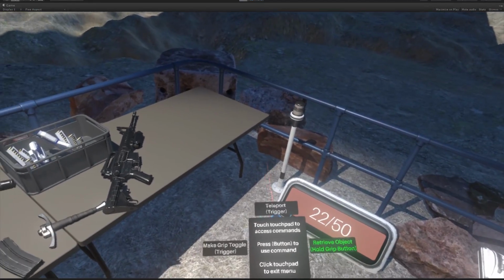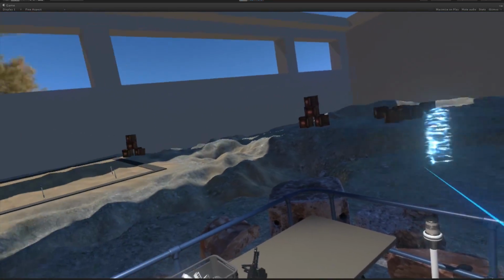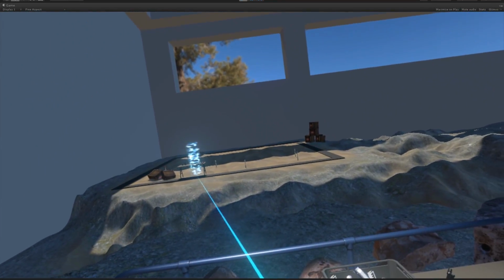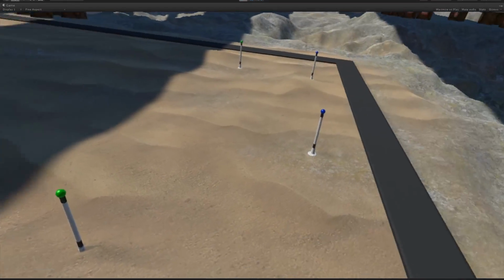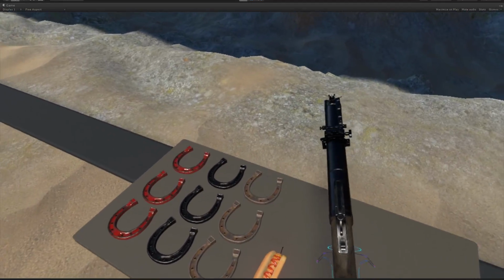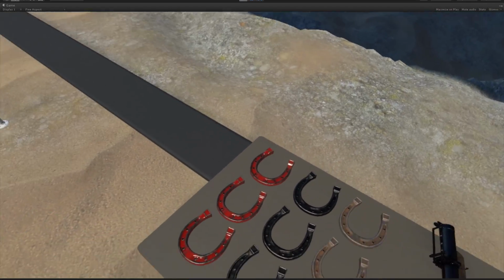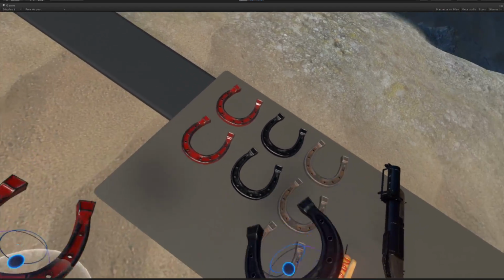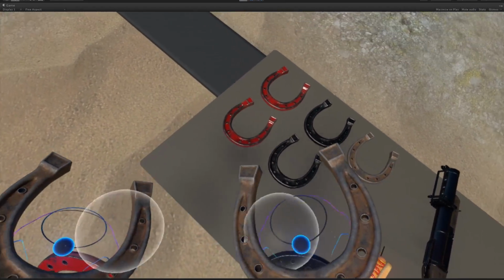Awesome. Next up on that is we have a teleportation ray. So let's pop over here. There we go. So over in this section of the environment, we have some horseshoes. And you might be asking, really? I mean, horseshoes are nice and all, but what's with the horseshoes, Anton?